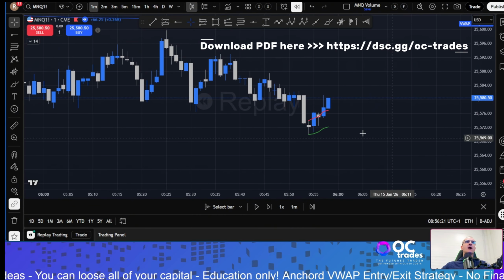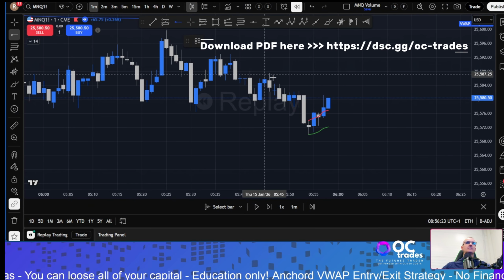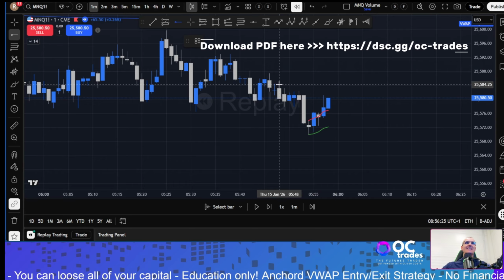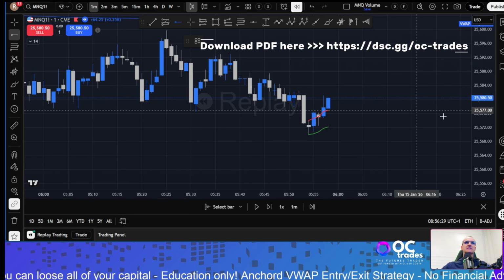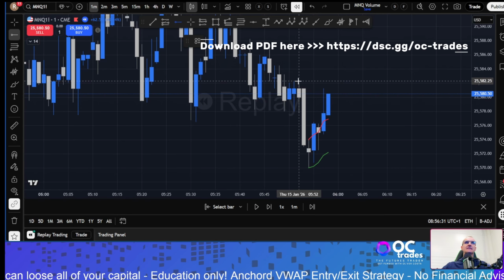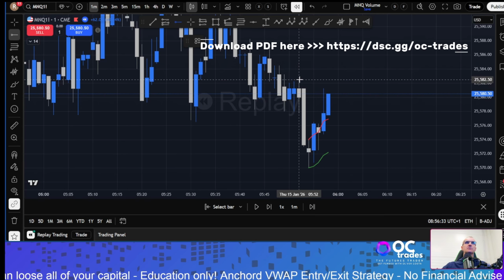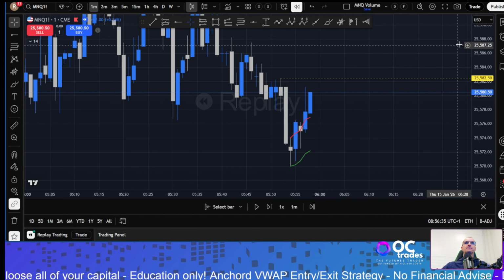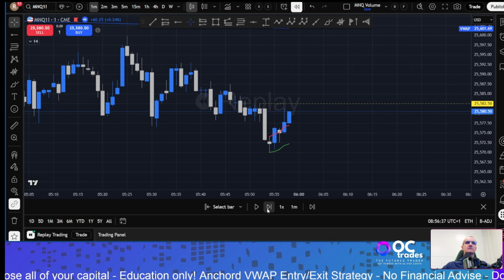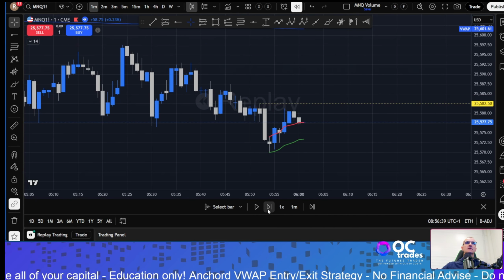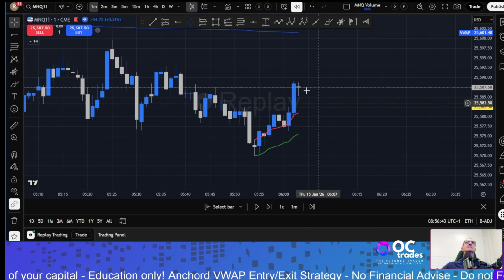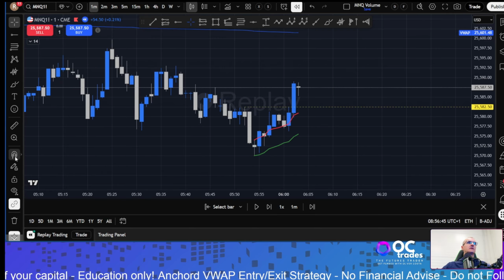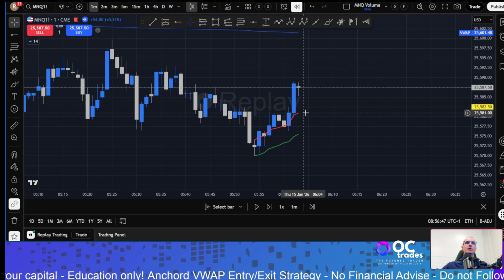And what I'm marking out with a ray is that, because this is kind of the break of structure. You see that candle here is a little bit higher than this one here. This would be the break of structure. And I wait that it breaks it. This would be my entry. So this would be my entry point.